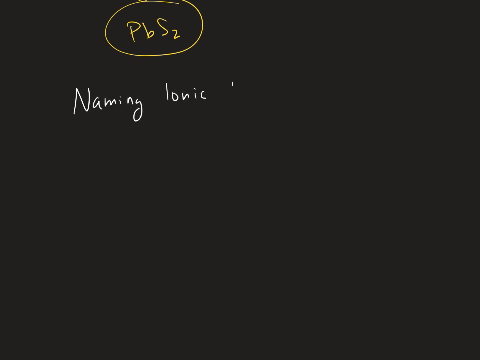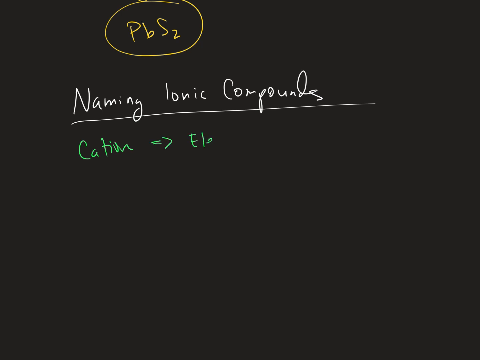Naming ionic compounds. First of all, before we can do this, we have to know how to name cations. So a cation is just the element name. So what's the magnesium ion called? Magnesium ion. That's it. Mg2+ is called magnesium ion. What if it's just called Mg, then what is it called? Magnesium, without the word ion. You with me? Okay.